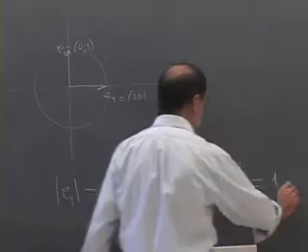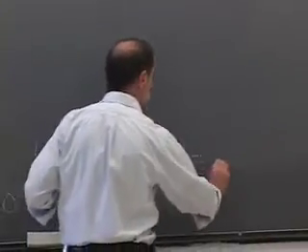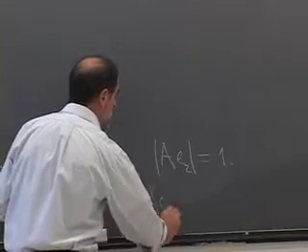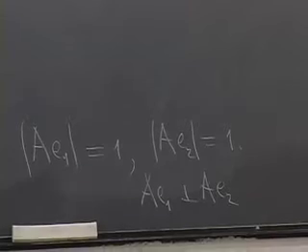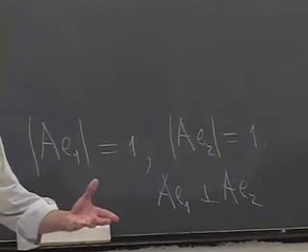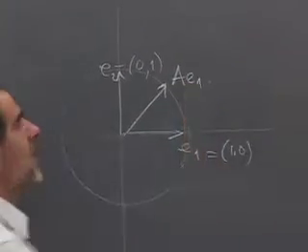So we know that the norm of A of E1 has to be 1, the norm of A of E2 has to be 1, and A of E1 has to be orthogonal to A of E2. Right? If we're preserving lengths and angles. So A of E1 is somewhere here. Let's put it right there. Some vector on the circle.